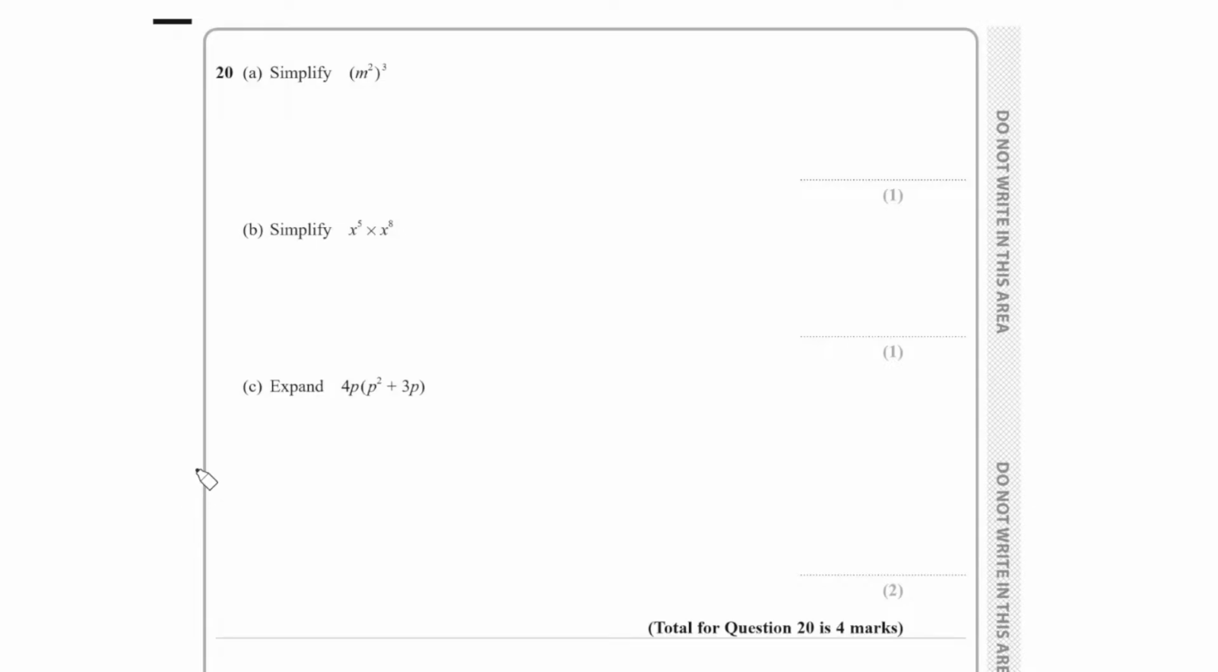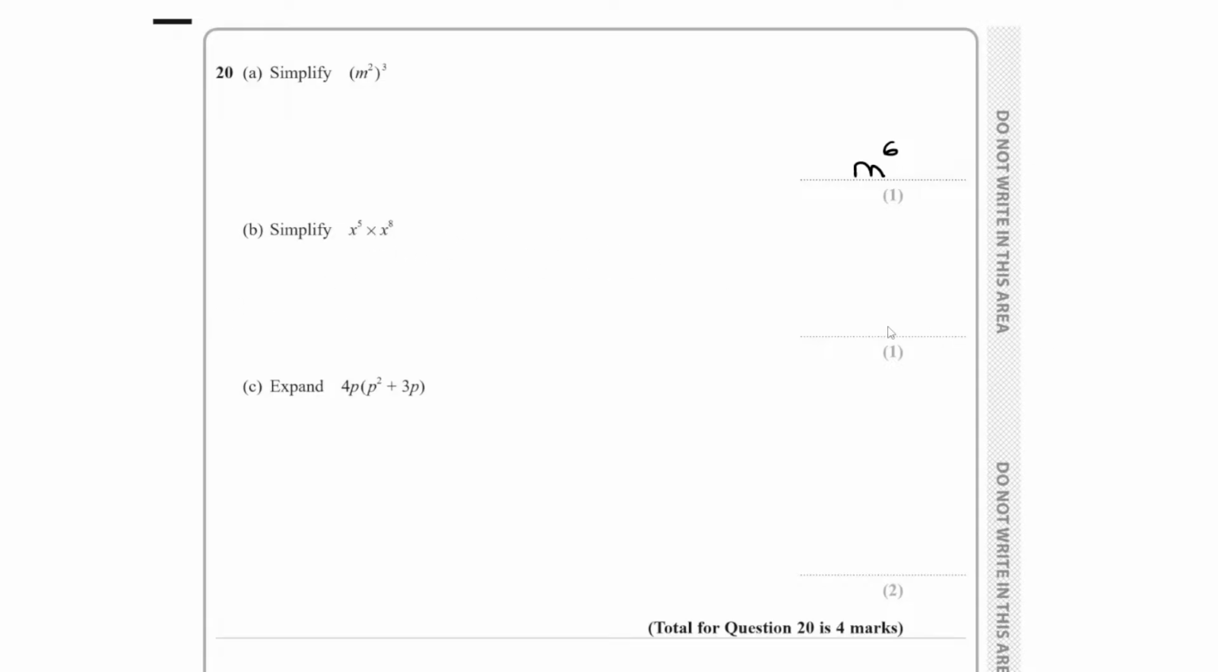Okay, we've got some index laws here for the first 2 parts. Simplify m squared and then all of that cubed. So when we've got brackets, it's the 3rd index law, which means you multiply the powers, so it's still m, and then you do 2 times 3, which is obviously then 6, m to the power of 6. Now this one is different. There are no brackets. They've actually written a multiply symbol. That's our 1st index law. So you have to then add the powers in that case.